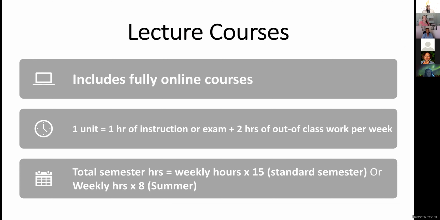So for lecture courses, this includes fully online courses, 1 unit equals 1 hour of instruction or a 1 hour exam per 2 hours of out of class work per week. So in all, for 1 semester, the number of hours should equal the weekly hours multiplied by 15 for a standard 15 weeks semester, or weekly hours times 8 for the summer. That is for Tuskegee University.